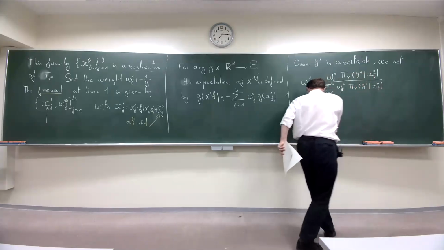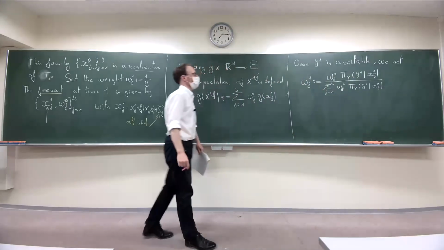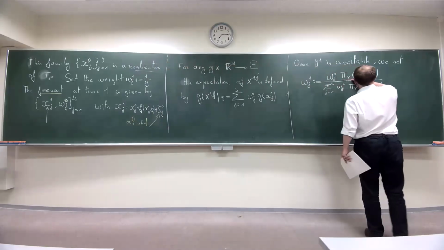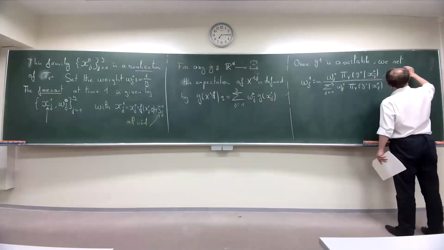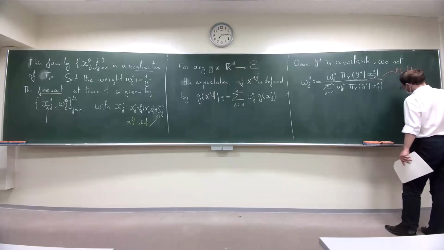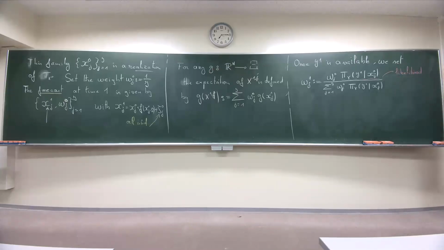So again, you observe that the denominator is just a normalization. And this function here is what we call the likelihood. I will give an example in a second. But we have already seen such a formula precisely for the importance sampling example.